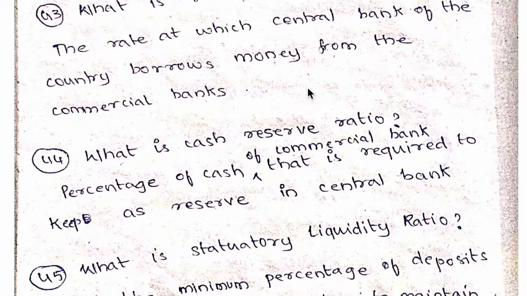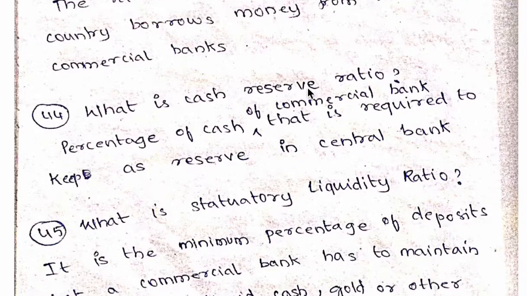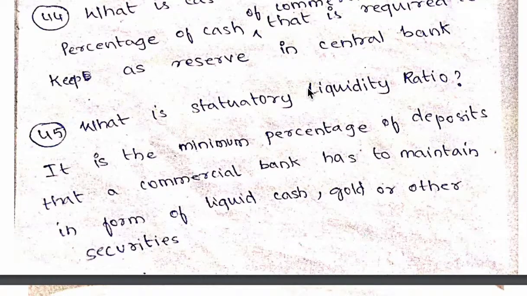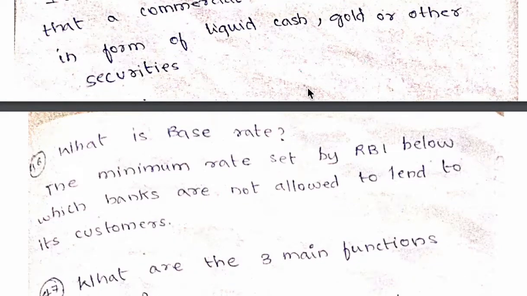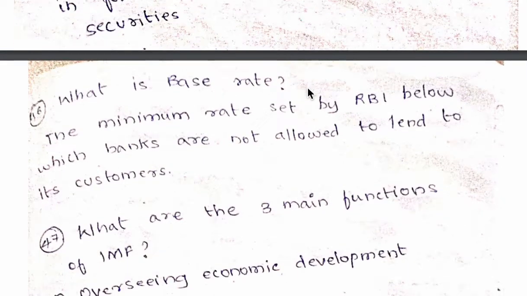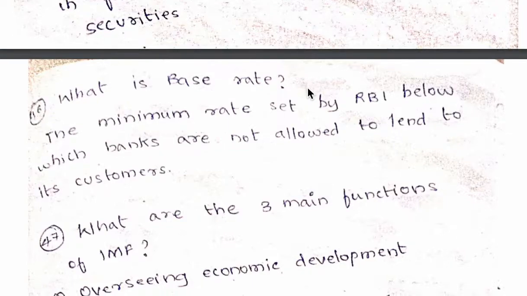So 44th question, what is cash reserve ratio? The percentage of cash of commercial banks that is required to keep as a reserve in the central bank is called cash reserve ratio. 45th question, what is statutory liquidity ratio? It is the minimum percentage of deposits that a commercial bank has to maintain in form of liquid cash, gold or other securities. 46th question, what is base rate? Base rate is a minimum rate set by RBI below which banks are not allowed to lend to its customers.